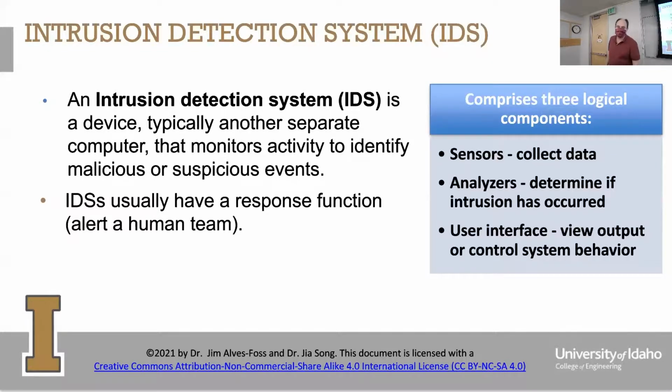Okay, specifically an intrusion detection system device, typically another completely separate computer from the one you use to run your business, monitors activities, identifies malicious or suspicious events. They usually have a response function. They alert someone. They don't do anything. This looks suspicious, I'm going to tell somebody. They have sensors that collect the data, usually monitoring network traffic, analyzers that look to say, hey, is this typical of an attack? And then a user interface to display the information to the users. The users, or the system administration team, security team, look at it and see, is this something we want to worry about?